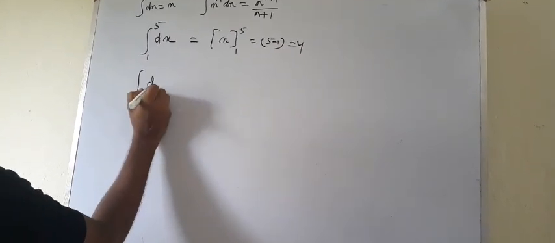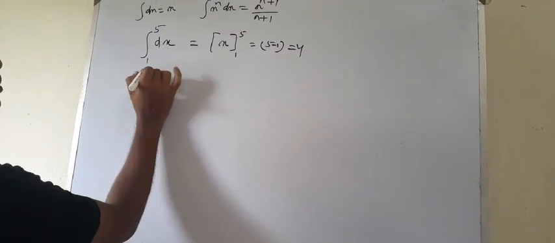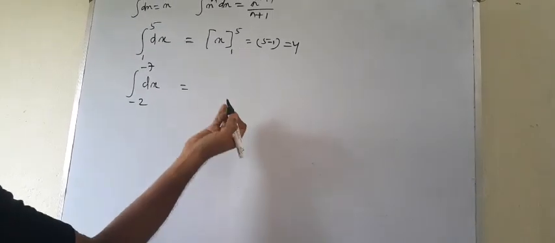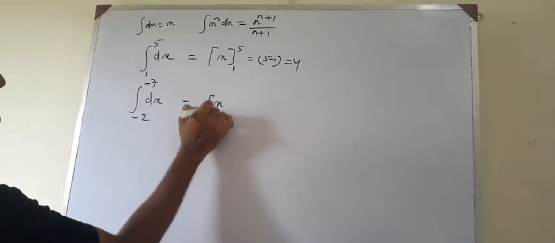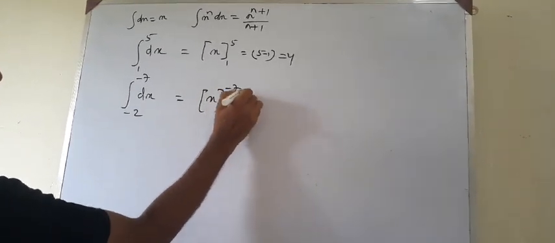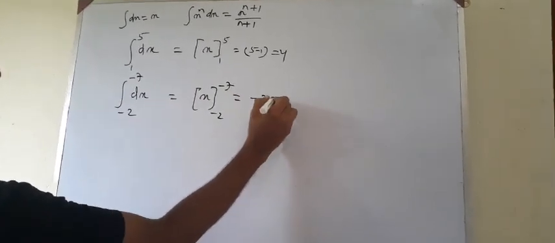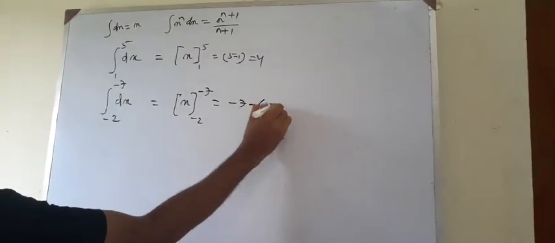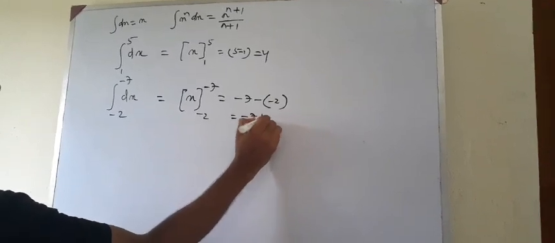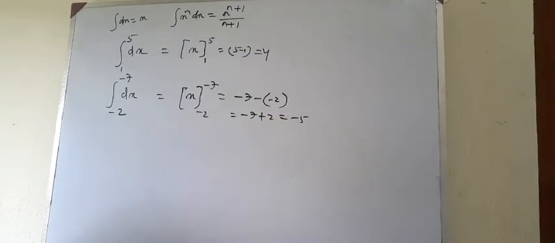Similarly, I'll do another one: minus 2 to minus 7, let's say. The integration of dx is x, from minus 2 to minus 7. My upper limit is minus 7, minus the lower limit minus 2. So this will be minus 7 plus 2. This will be minus 5.